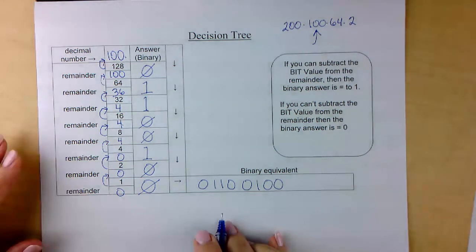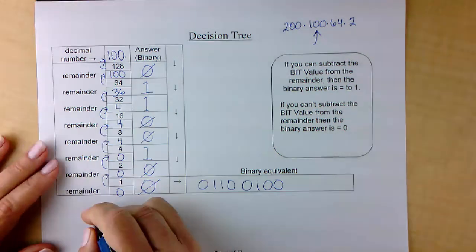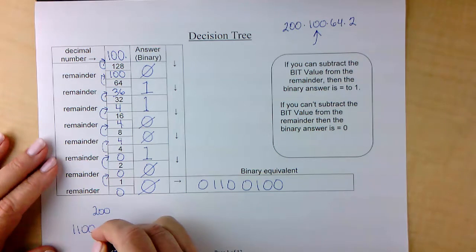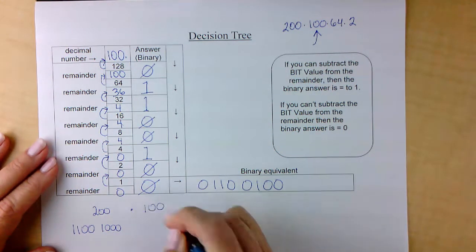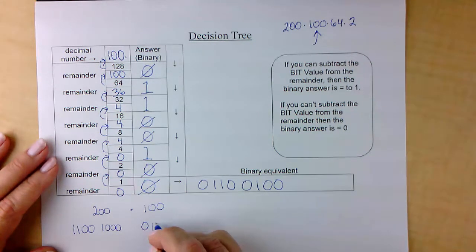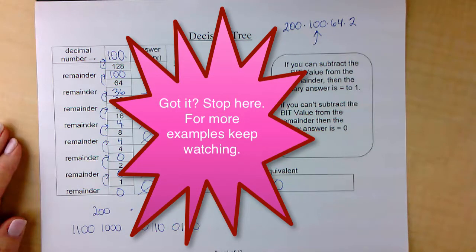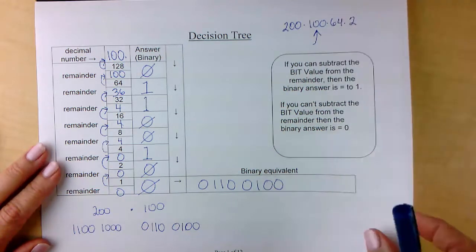Okay, so where am I at so far? So far what I've got is 200, which is 11001000, and I've got my 100, which is 01100100. I'm going to go ahead and figure out 64 and 2 as well.